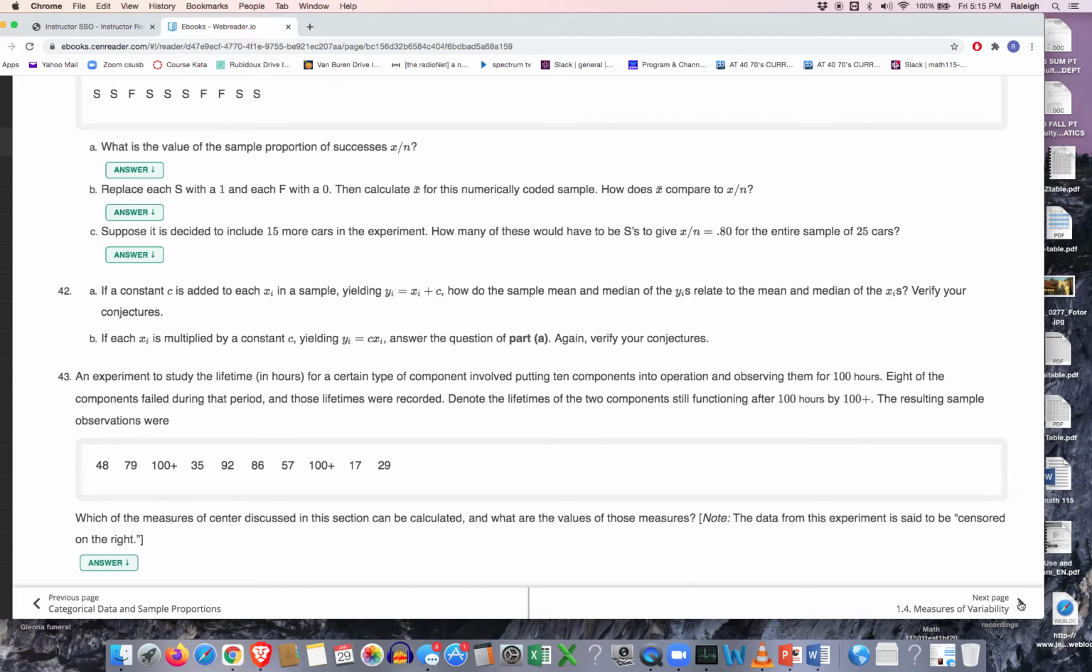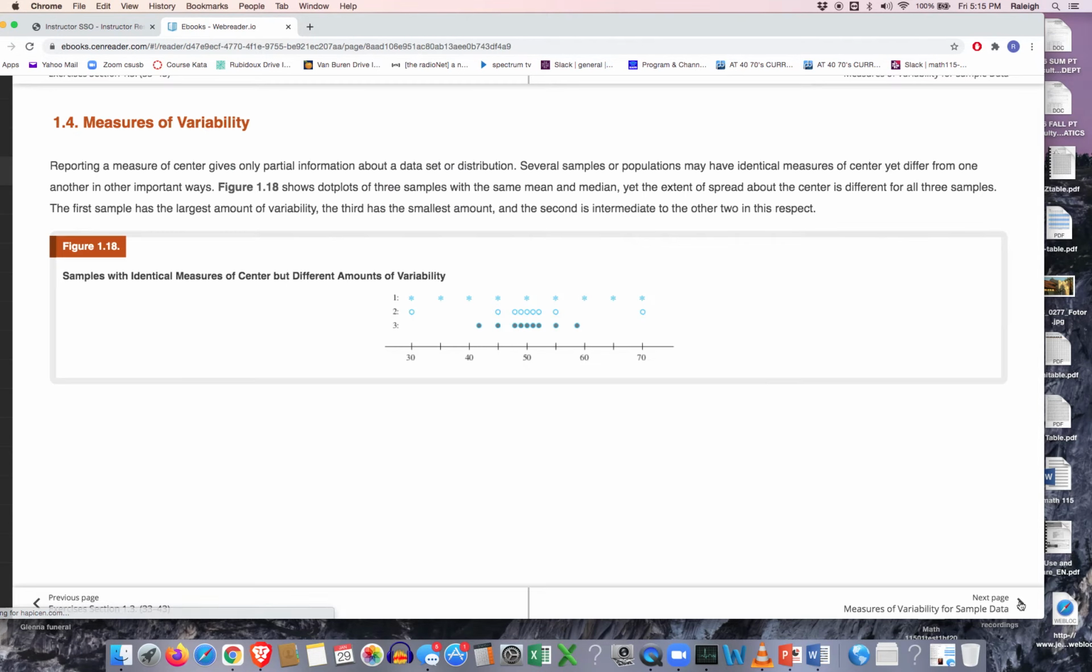So let's go into the beginning of measures of variability. It actually went a little bit faster than I thought. Reporting a measure of center gives only partial information about a data set or distribution. Several samples or populations may have identical measures of center, yet differ from one another in other important ways, such as the variability. And here are some examples.